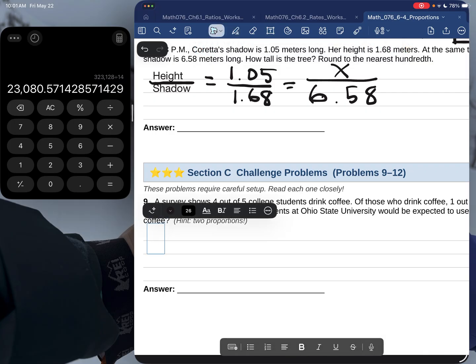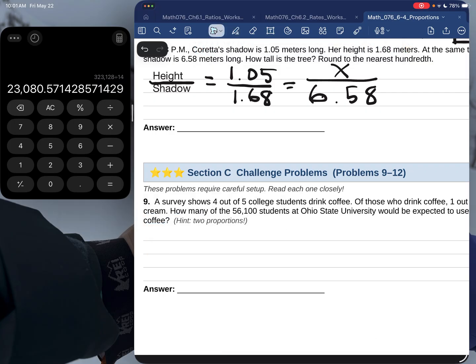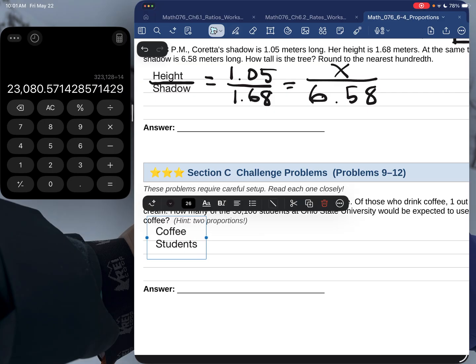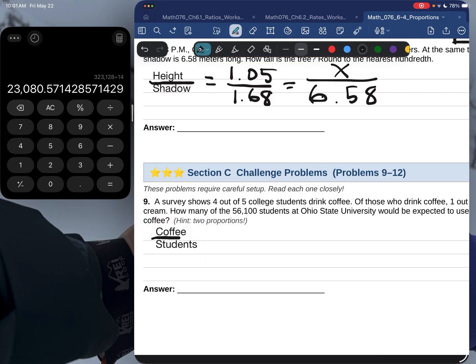So coffee drinkers, and then over students. Okay. So first thing we're doing is we're just figuring out how many drink coffee. So 4 students like coffee.